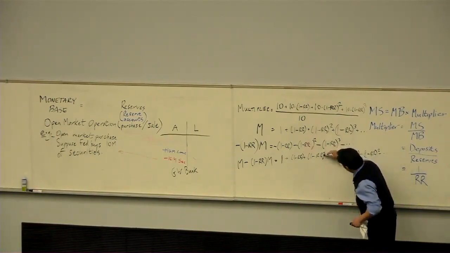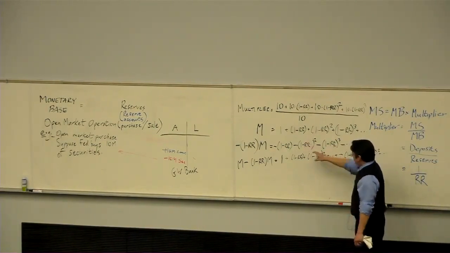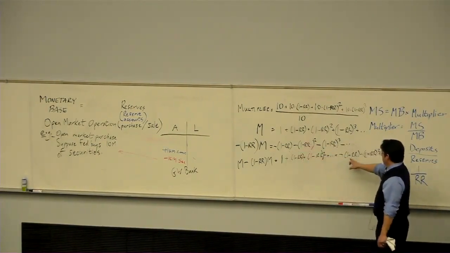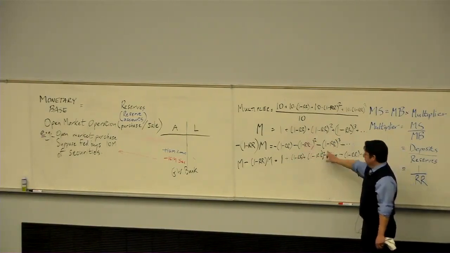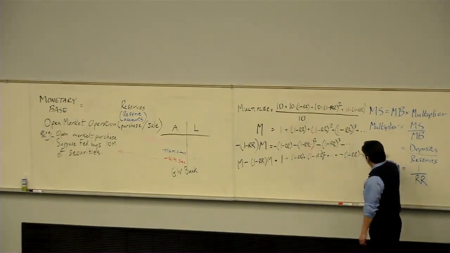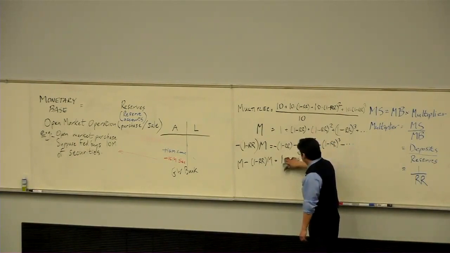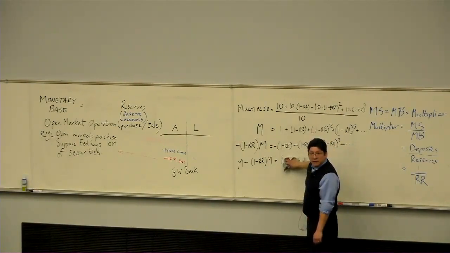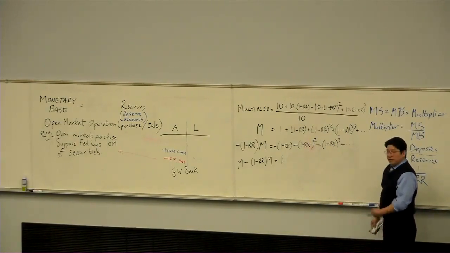You see what's going on? Each of these infinite terms is going to cancel out with the subtracted term from the second line. In other words, this is 0, 0, 0, 0, and so on. This one doesn't cancel out with anything. So we have this.